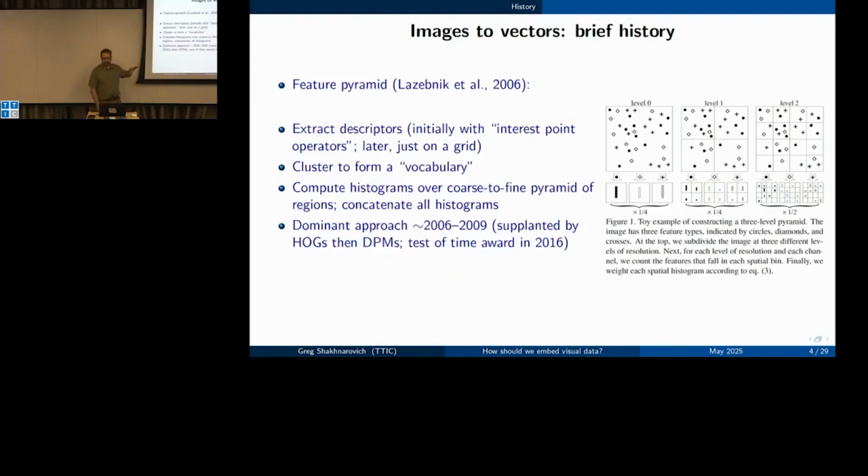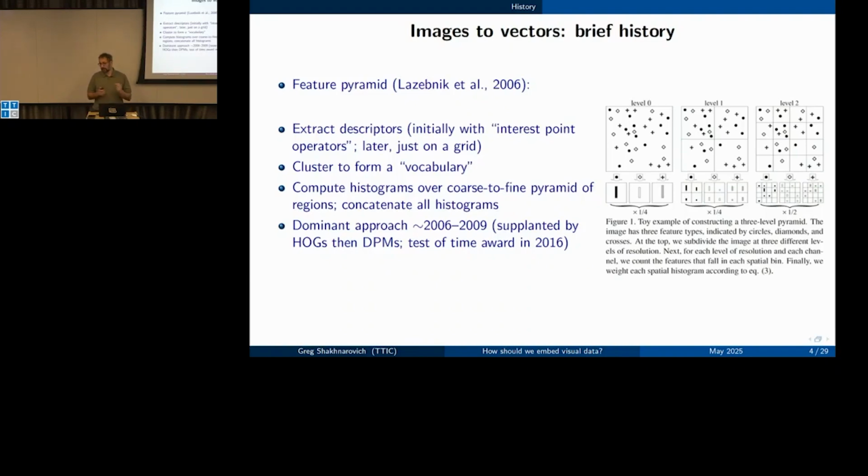I can, for example, extract different features and cluster them, but do it at different resolutions. So I can give a histogram of types of descriptors after clustering for a whole image, for different quadrants of the image, quadrants of the quadrants. This is known as feature pyramid. This was a very influential work by our adjunct faculty, Lana Lazebnik, who is a professor at UIUC. It was probably the dominant approach for a few years. They got the Test of Time award for this work 10 years later.